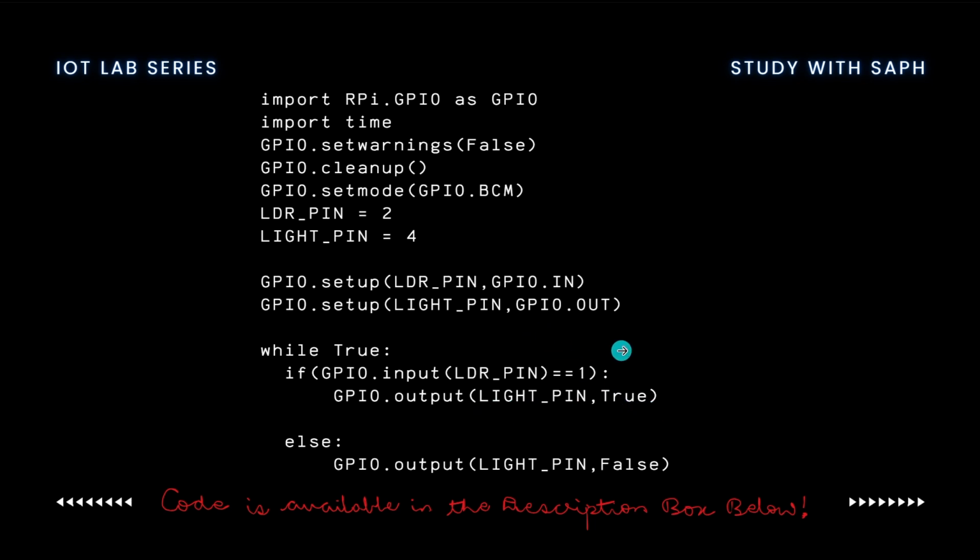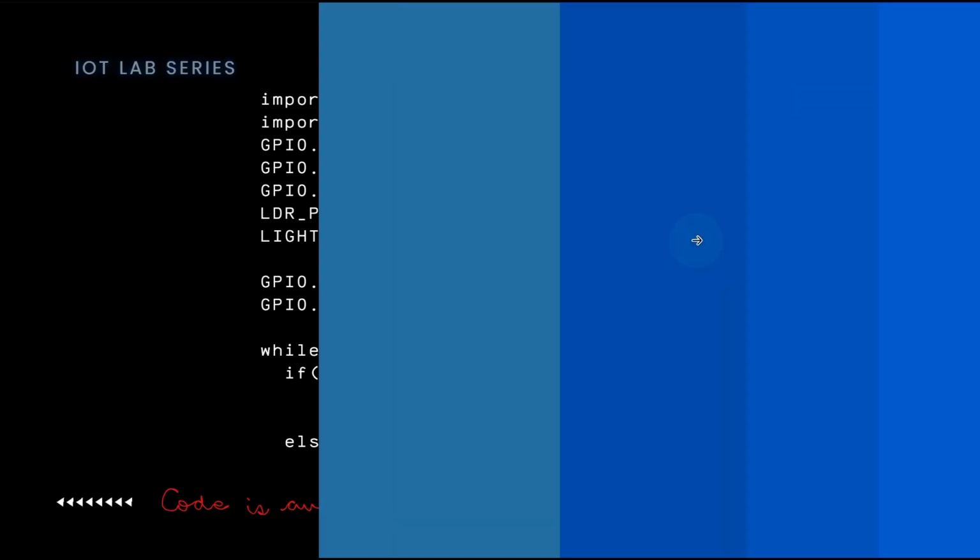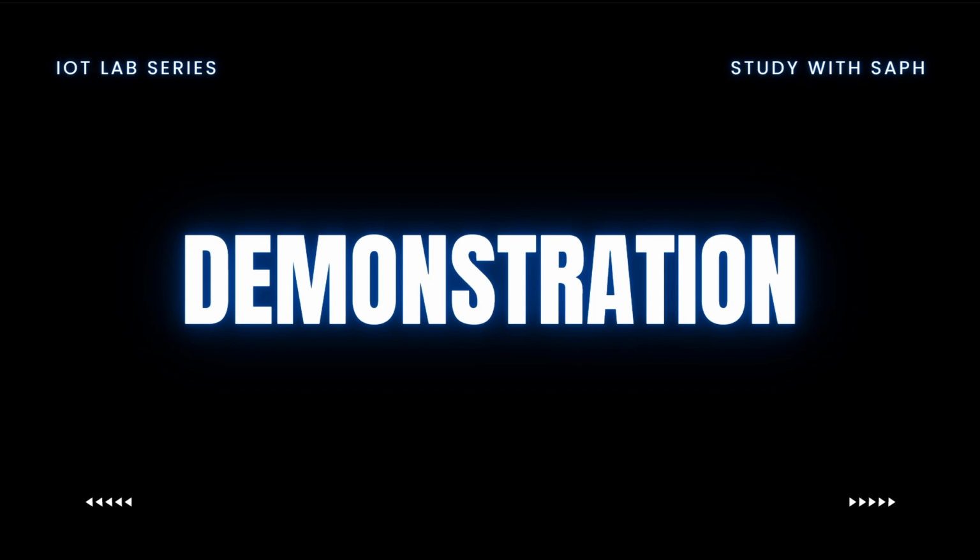If the intensity of the light surrounding the LDR sensor is very high, in that case the light_pin is set to false, that is, the LED is turned off. Hence, based on the intensity of the light, we are turning the LED on and off. The code is also available in the description box below, and you can use it. Now let's take a look at the demonstration of the video.